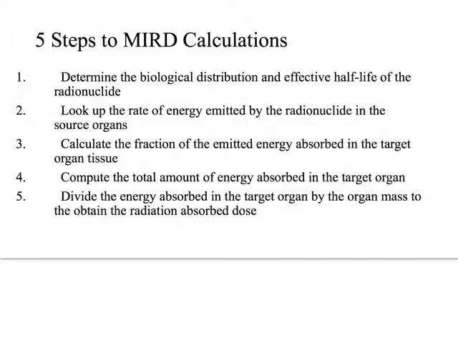Now I've got to calculate the fraction of emitted energy that may have been incident on any one of those target organs. Okay? So I'm going to treat the entire body as a source of radiation and calculate doses to each one of those targets. And then I've got to divide the energy to the target by the organ mass in order to get that final number. What is the size of the organ that was irradiated by that source?